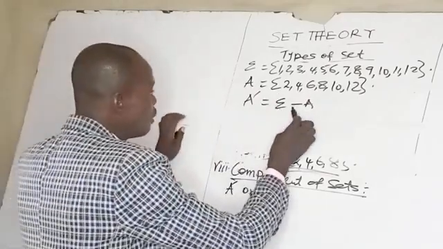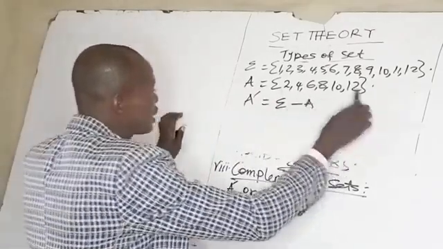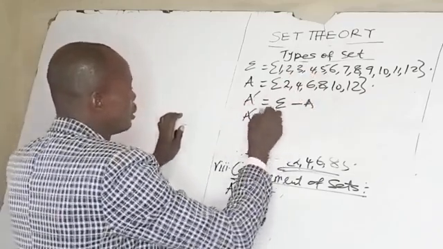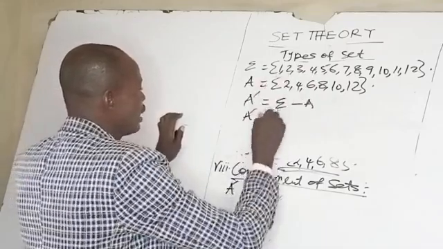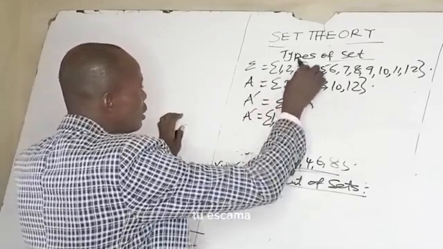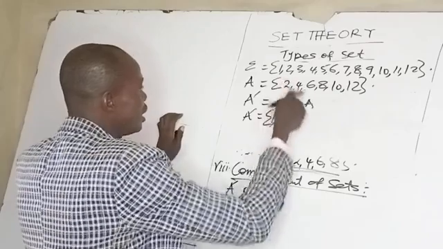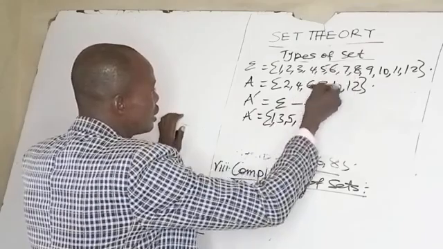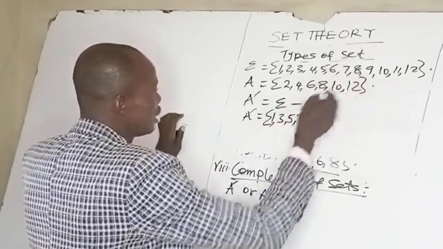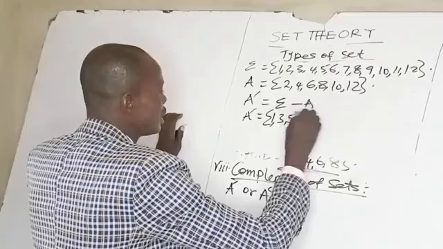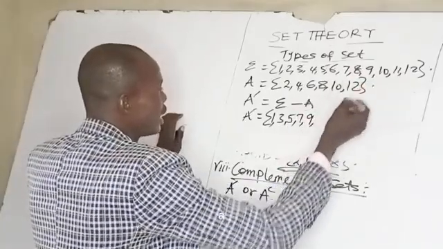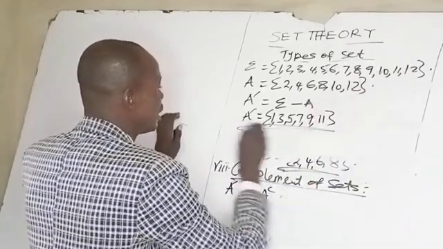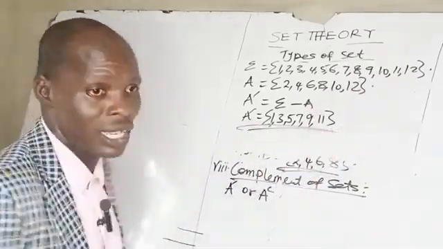So you remove set A from the universal set. What do you have? A complement will be: 1 is there, 2 is in A, 3 is not in A, 4 is in A, 5 is not in A, 6 is in A, 7 is not in A, 8 is in A, 9 is not in A, 10 is in A, 11 is not in A, 12 is in A. So this is the complement of set A.